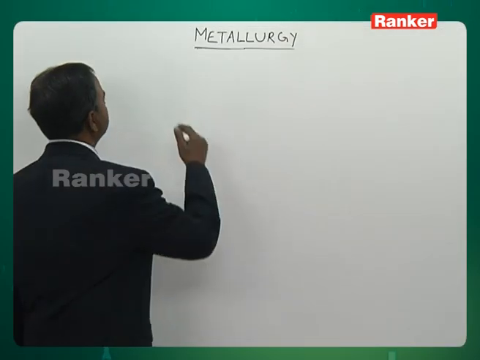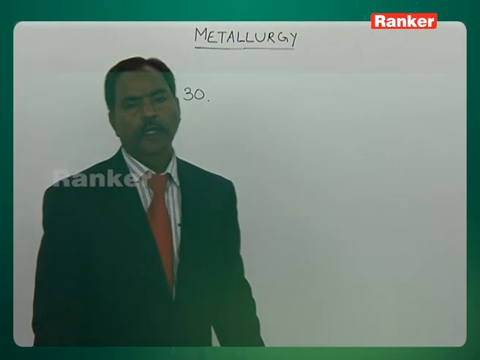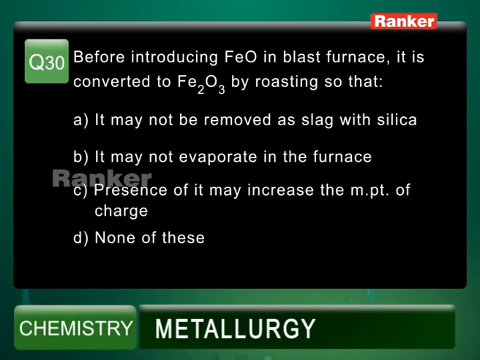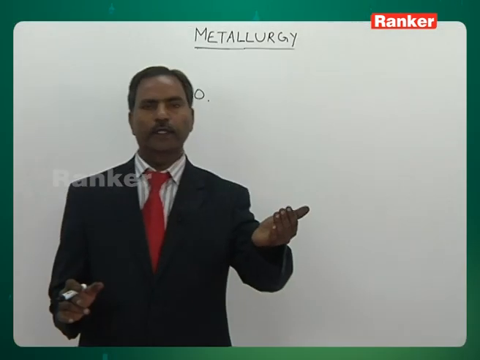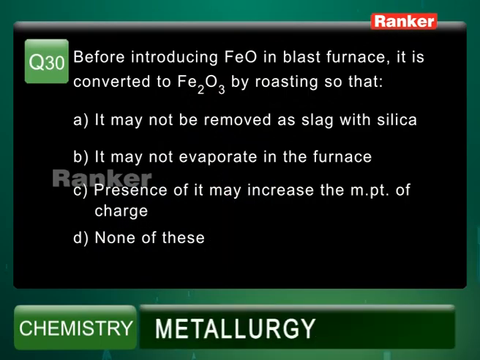Question number 30. Before introducing FeO in blast furnace, it is converted to Fe2O3 by roasting. What is the reason? A. It may not be removed as slag with silica. B. It may not evaporate in furnace. C. Presence of it may increase the melting point of the charge. D. None of these.